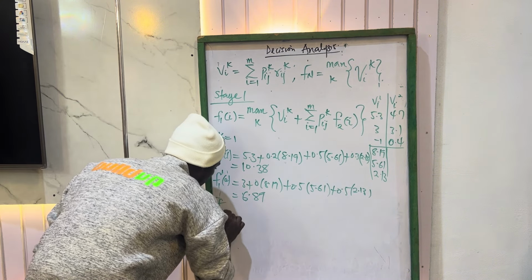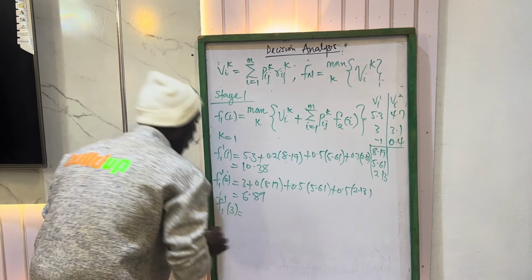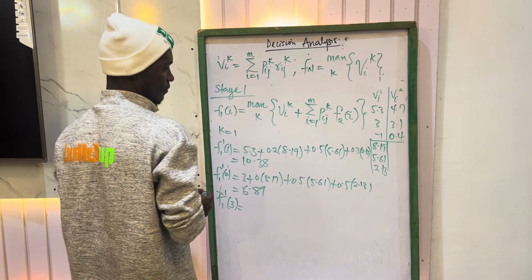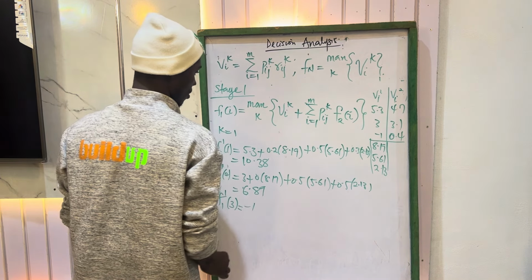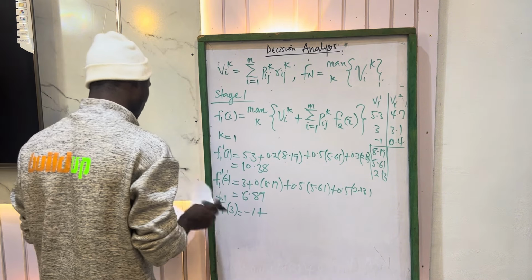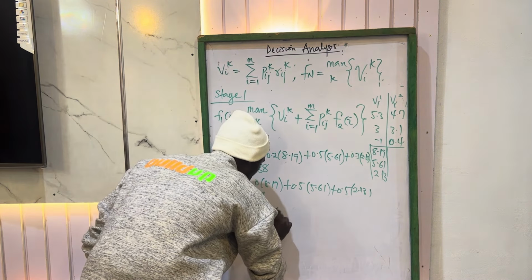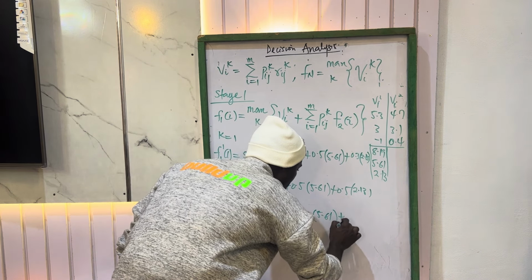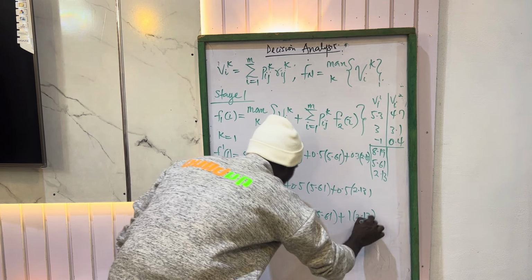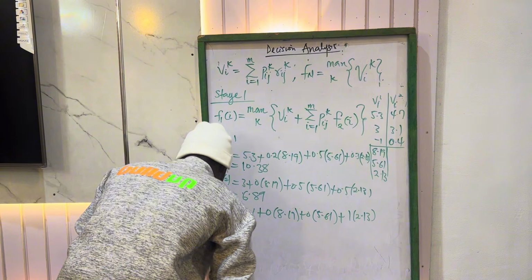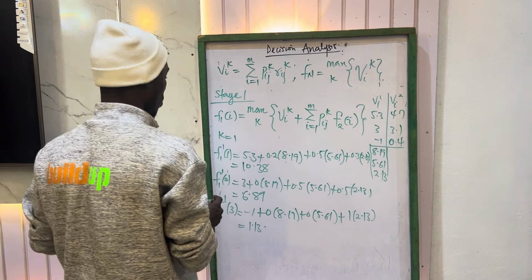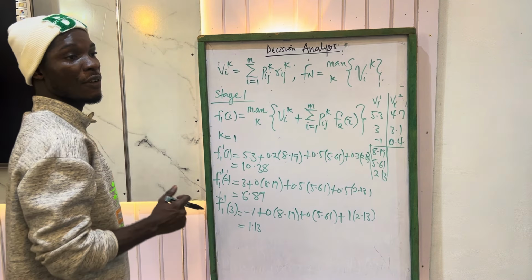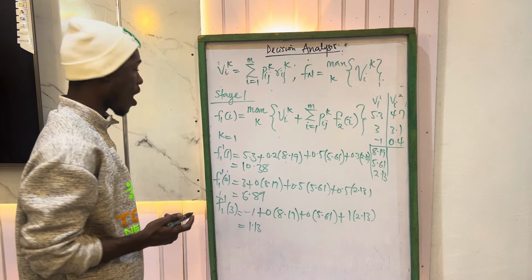Then F1 1 of 3 will be the last thing there, which is minus 1, then plus, the probability for this is 0.001. So that is 0 open bracket 8.19 plus 0 open bracket 5.61 plus 1 open bracket 2.13. So at the end of the day, what you're going to be getting is 1.13. So we have gotten the function for stage 1, 2, and 3.